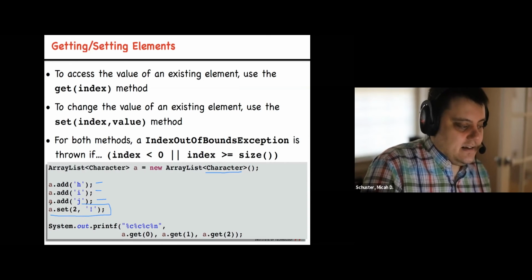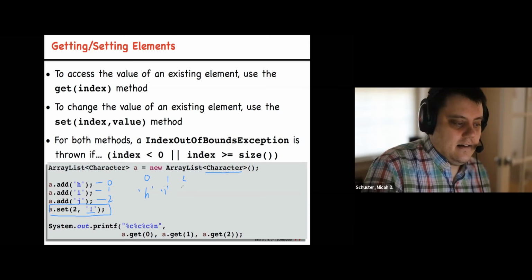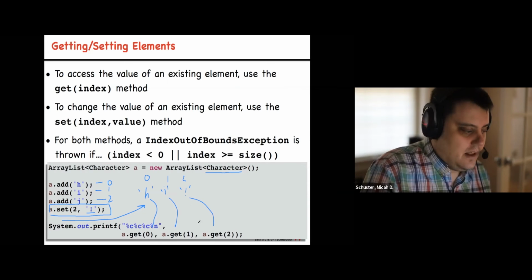As an example here, we add H, I, J to this character array list. I do a set to set element 2, so this is element 0, element 1, element 2, to an exclamation point. So in this array list now, if we draw it out, we're going to have an H, an I, and an exclamation point after this line. And then there's a print that's going to get index 0, get index 1, get index 2. So this will literally say H, I, exclamation point in the actual print.